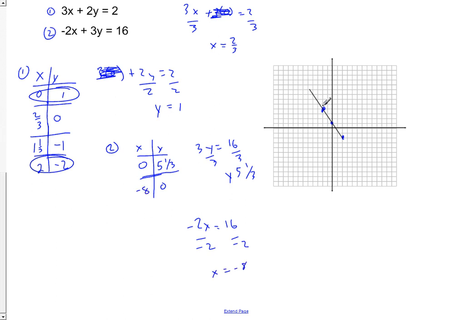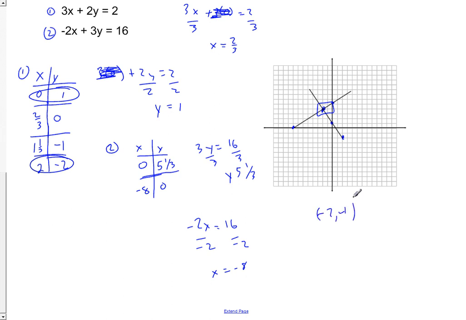Since I graphed nice points with this first graph, I could probably get away without having to be so accurate with my second line. So let's go ahead and do that and see what happens. So -8, 0, 1, 2, 3, 4, 5, 6, 7, 8 is right here. And (0, 5 1/3) is up here, 1, 2, 3, 4, 5, and 1/3. And I'm going to graph that line. And I can see that just like the graph above, my intersecting point is right there at (-2, 4).